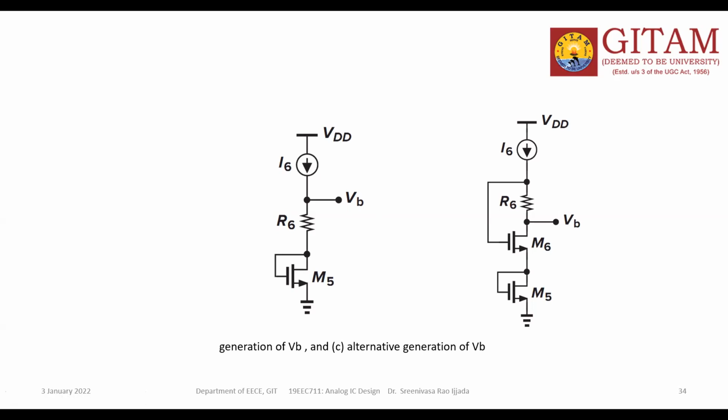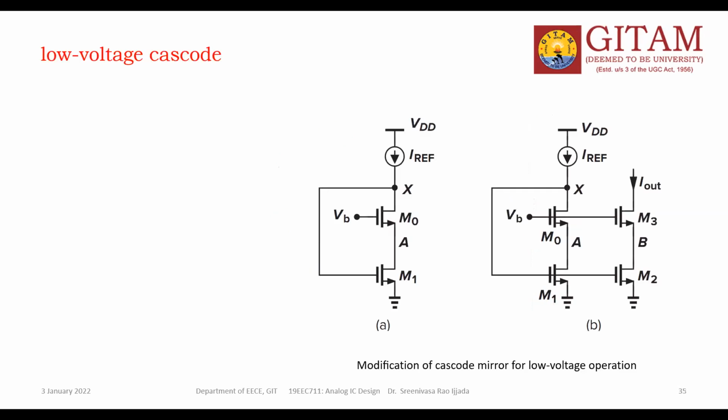To overcome the first issue, what is the first issue? 2 issues are there. The first issue is to develop another circuit topology that forces the VDS of the diode-connected device to be equal to the VDS of the current source transistor. Low voltage cascode. Whatever circuit we have, I want to change the circuit. So already you know this is the modified cascode mirror for low voltage operation. This is the final version.